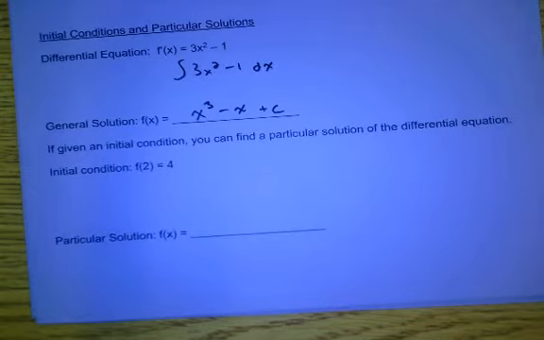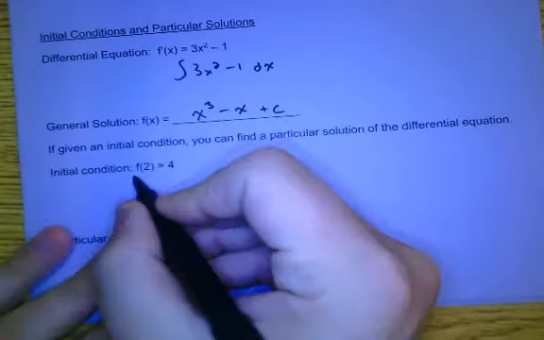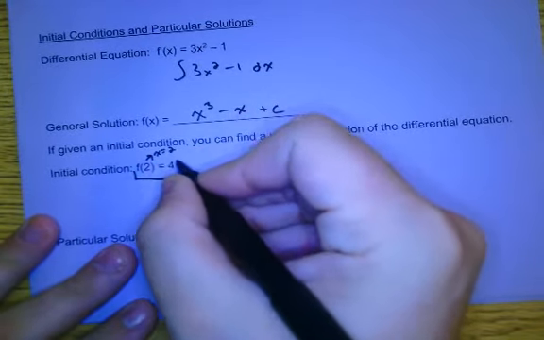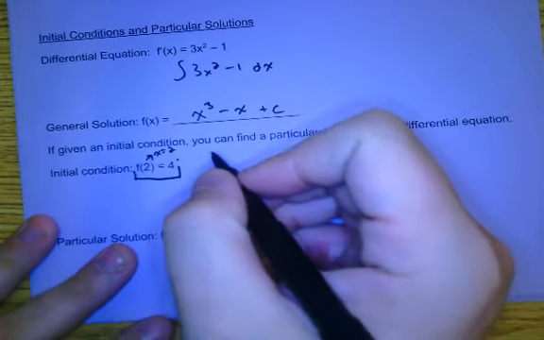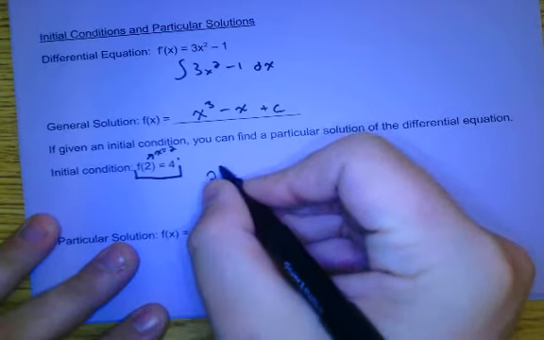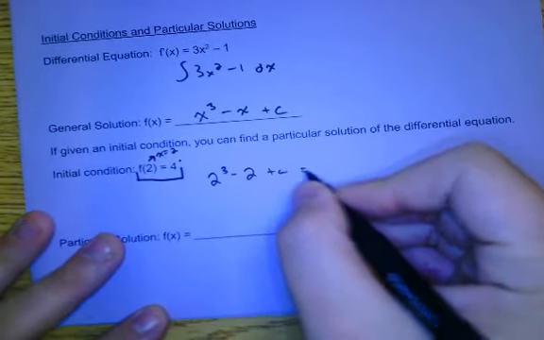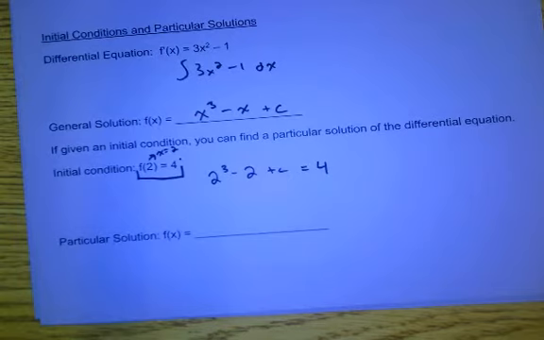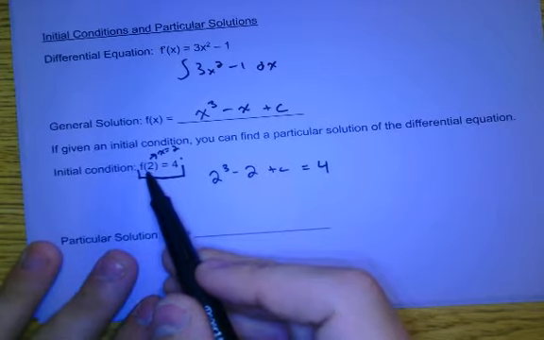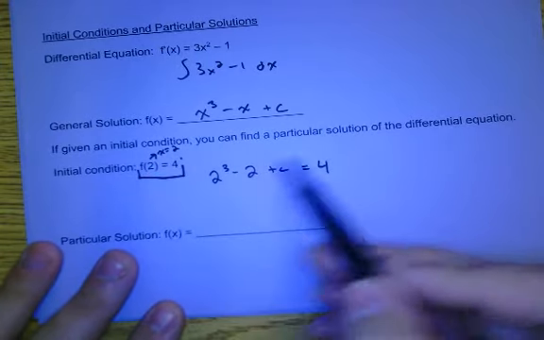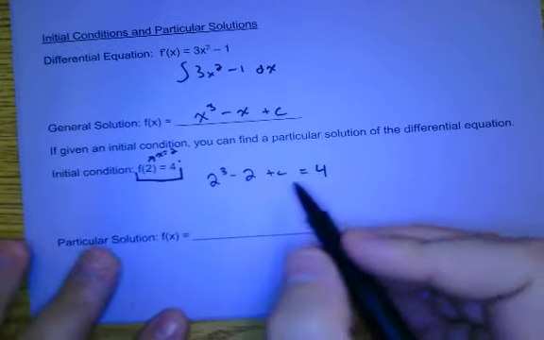Okay, you can also find a particular solution if you're given an initial condition. So given this initial condition right here, it says that when x is equal to 2, you're going to get 4. So now let's plug a 2 in, and we should get a 4. So we're going to do 2 cubed minus 2 plus c equals 4. We're going to solve for c, and then plug that in for our final answer. All we're doing here is plugging in a 2, setting this general solution equal to whatever that number is. In this case, it's a 4.